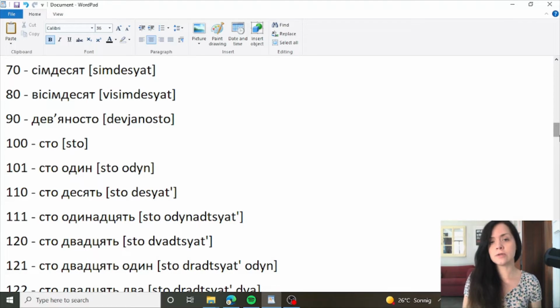Now to say 100 in Ukrainian we say сто. Very easy. If we have 101, we just add 1 to 100. If we have, let's say, 110, again we just say 100 and then add 10. 111. 120.